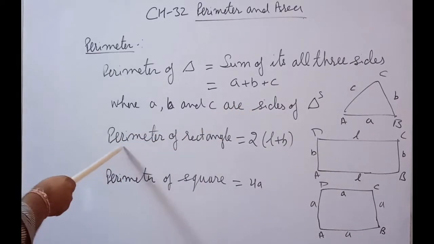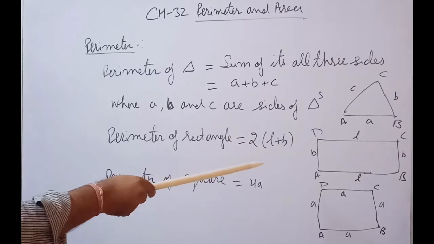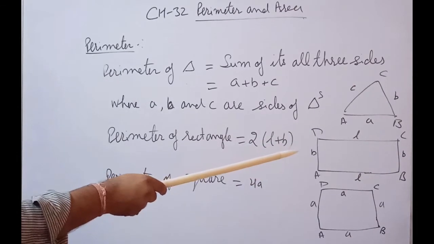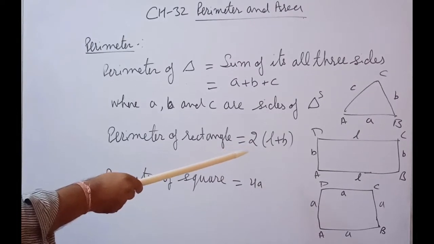Now the perimeter of rectangle, see the figure. ABCD is a rectangle in which AB equal to l and BC equal to b. So perimeter of rectangle equal to 2 into (l plus b).